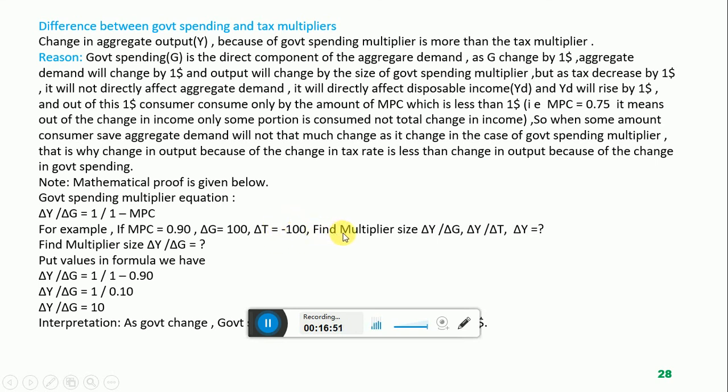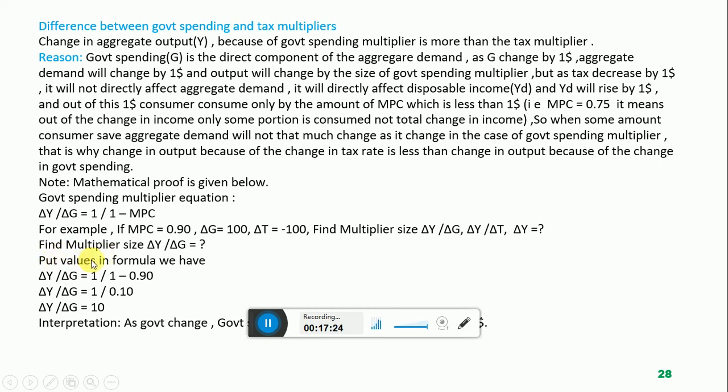Now the question is this: find the multiplier size delta Y over delta G, which is the government spending multiplier, delta Y over delta T, which is the tax multiplier, and delta Y, calculating the change in aggregate output. So this example has 3 parts. First we start by finding the multiplier size delta Y divided by delta G, which means we will calculate the change in aggregate output because of the change in government expenditures or government spending.